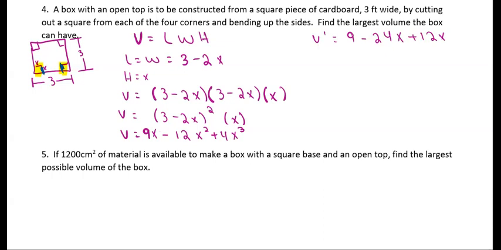Bring down your power, subtract 1, 3 minus 1 is 2. We took our derivative, now we need to set it equal to 0. As I set this equal to 0, I notice that all 3 of these are a multiple of 3. So I'm going to pull a 3 out. If I pull a 3 out, that's going to leave me with 3 minus 8x plus 4x squared. Divide both sides by that 3 and it will go away.